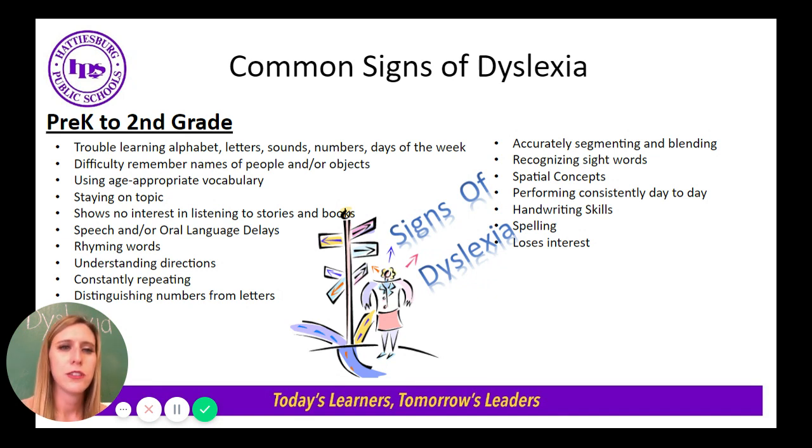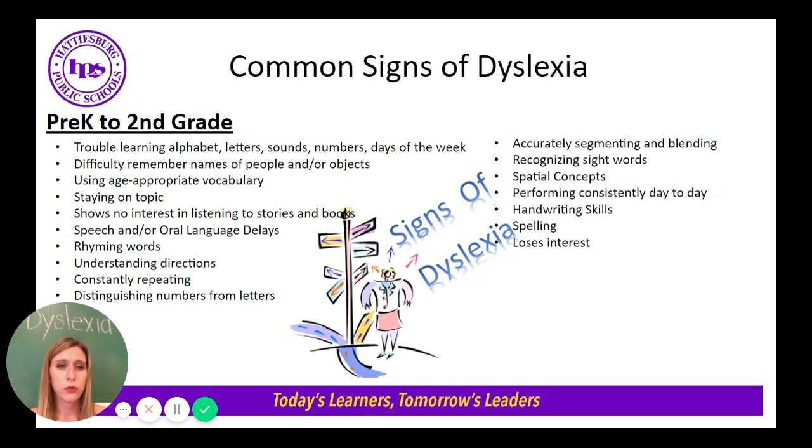So for pre-kindergartners to second grade, some of the common signs are trouble learning alphabet, letters, sounds, numbers, days of the week. Now, this can be difficult, but the thing is after a long period of time of learning this, they're still not grasping that idea. Difficulty remembering names of people and or objects. Again, not being able to pull out that word recognition, or say like, oh, I know it, but not be able to say it. Using age-appropriate vocabulary, staying on topic, shows no interest in listening to stories and books.